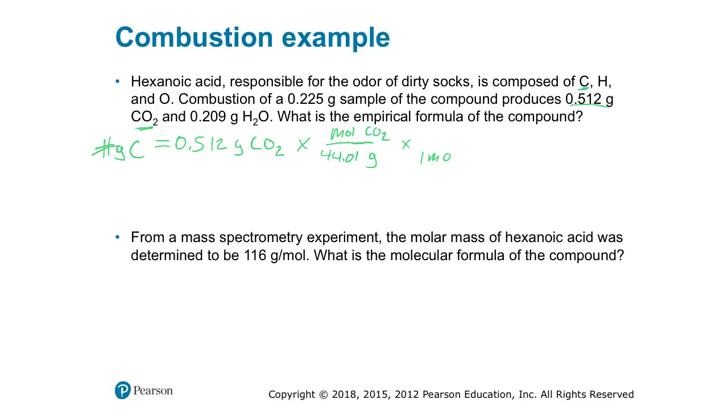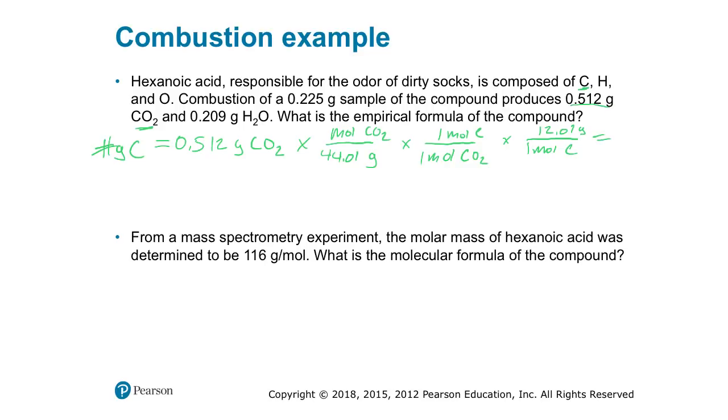1 mole of CO2 is comprised of 1 mole of carbon. And then 1 mole of carbon has a mass of 12.01 grams in the periodic table. So we're just basically saying, of the 0.512 grams of CO2, how many grams are due to the carbon atoms in the sample? And it should be somewhat less than 0.512, definitely not more, but not particularly small. So we're probably going to be looking at 0.1 or 0.2 grams.